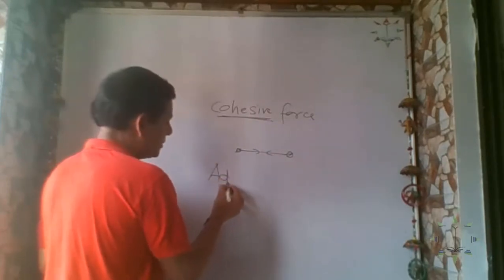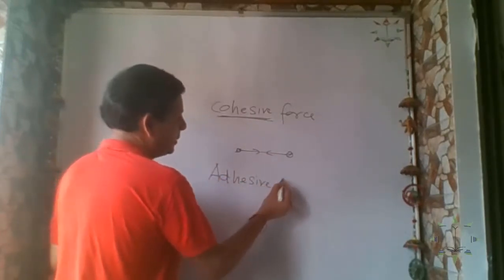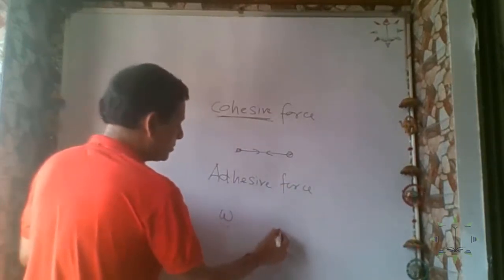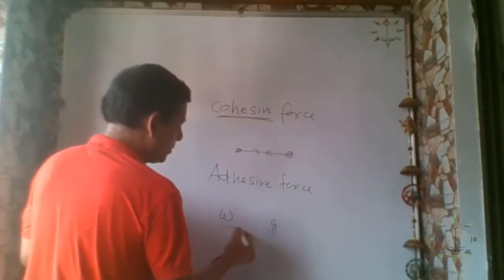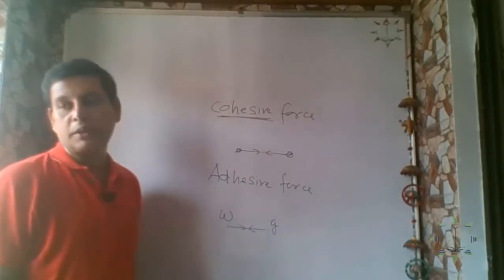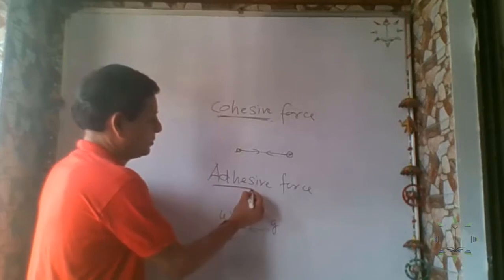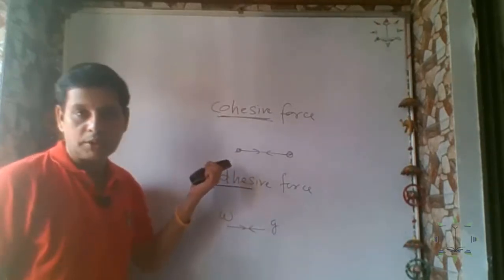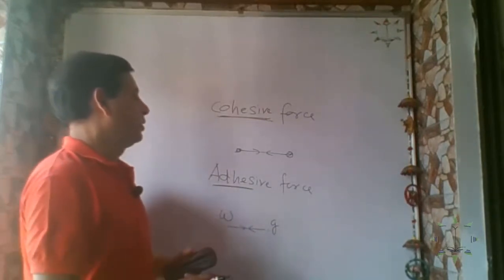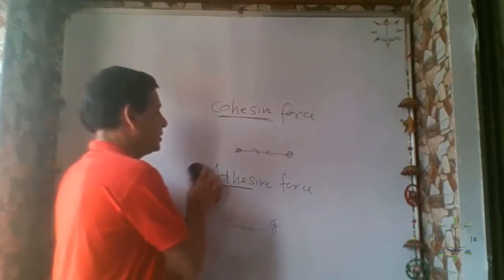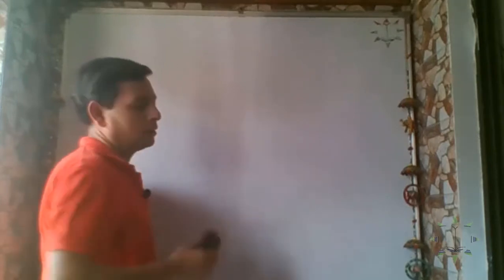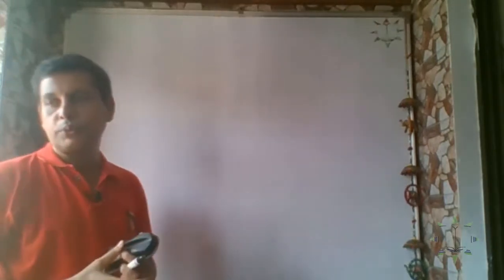And the opposite is adhesive force. What is adhesive force? Suppose you have a water molecule and a glass molecule, solid molecule. So when the two molecules are different, then the force of attraction between them is called adhesive force. Cohesive means similar type of molecule. Adhesive means two different types of molecules. Okay, so now it is clear that there is a force of attraction between the molecules of a liquid, or solid and liquid, or between two gas molecules.